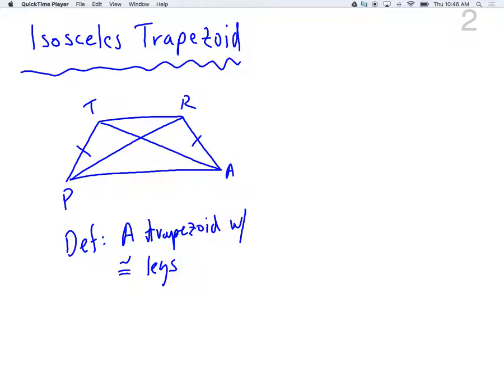Are they perpendicular? No. Do they bisect each other?